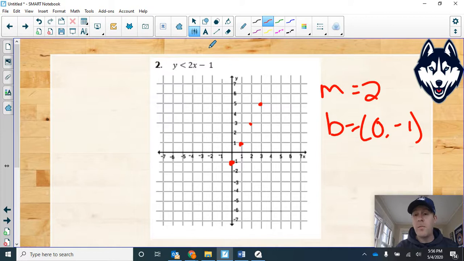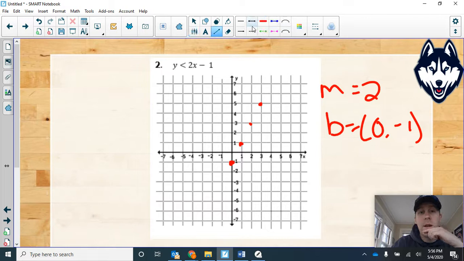Now this is where the fun part comes into play, because we have to decide 2 things when it comes to inequality. First of all, do we use a solid or a dashed line? And then second, do we shade above or below the line? So in terms of the type of line, we look at the inequality symbol. Since y is less than, not equal to, that tells us we're going to use a dashed line.